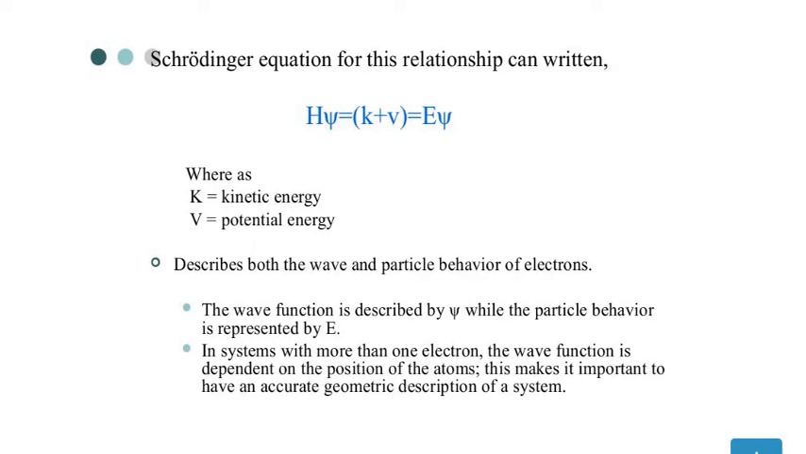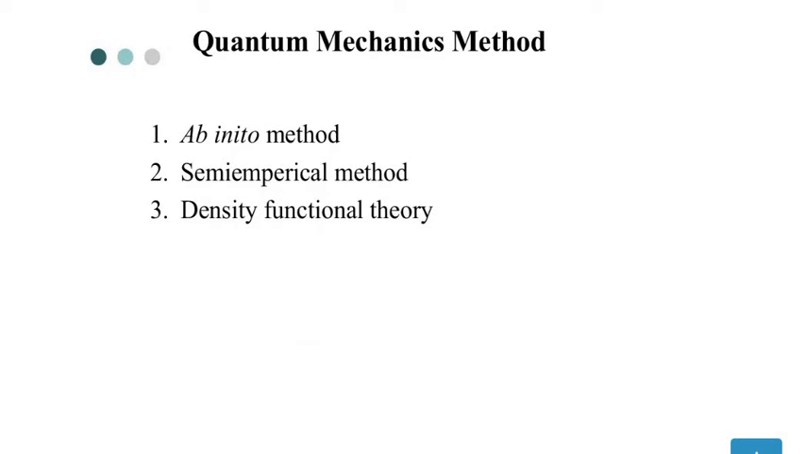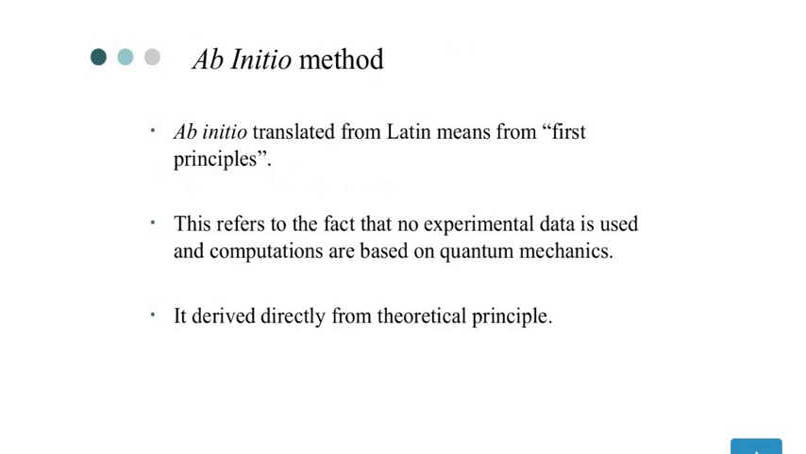You know, my friends, it describes both the wave and particle behavior of electrons. The wave behavior is described by ψ while the particle behavior is represented by E. In a system with more than one electron, the wave function is dependent on the position of the atoms, and this makes it important to have an accurate geometric description of a system. So my friends, the quantum mechanics methods, as you have already seen, are the ab initio method, semi-empirical methods, and density functional theory.